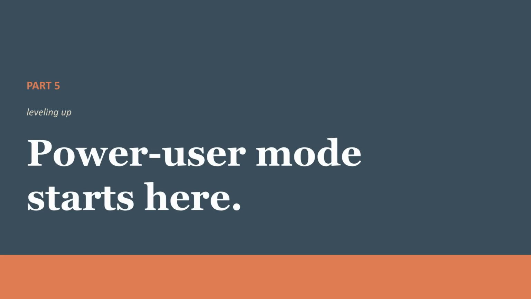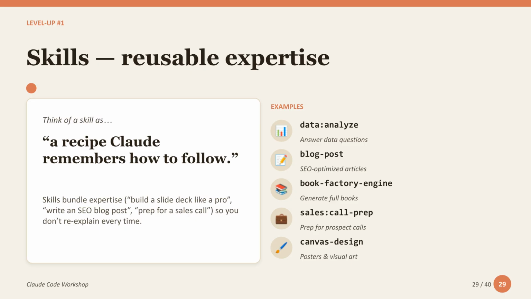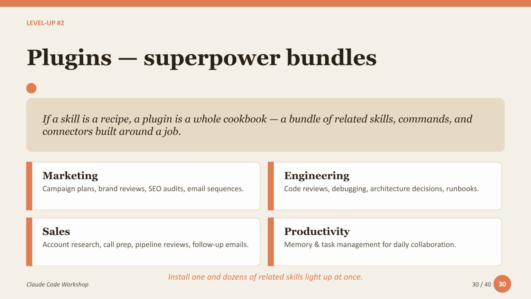Now we move to part 5, Power User Mode. These are the advanced tools that turn Claude Code into a powerful daily assistant. Level up 1, skills. Think of a skill as a reusable recipe that Claude remembers, like blog post or data analyze. They bundle expertise so you don't have to re-explain every time, allowing you to get a polished, structured output with a simple command.